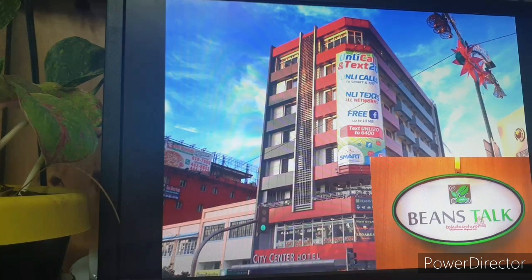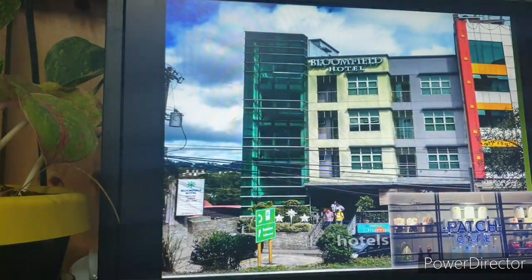Another example here in Baguio City, we have the Bloomfield Hotel. It is located at Upper Session Road. They have a signature restaurant, the Patch Cafe. I love their strawberry salad and of course their champurrado. And I love also their bottomless iced tea.